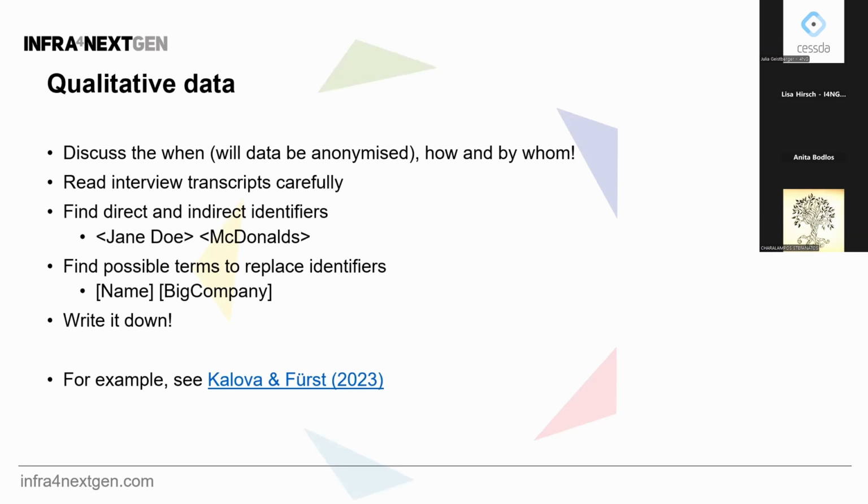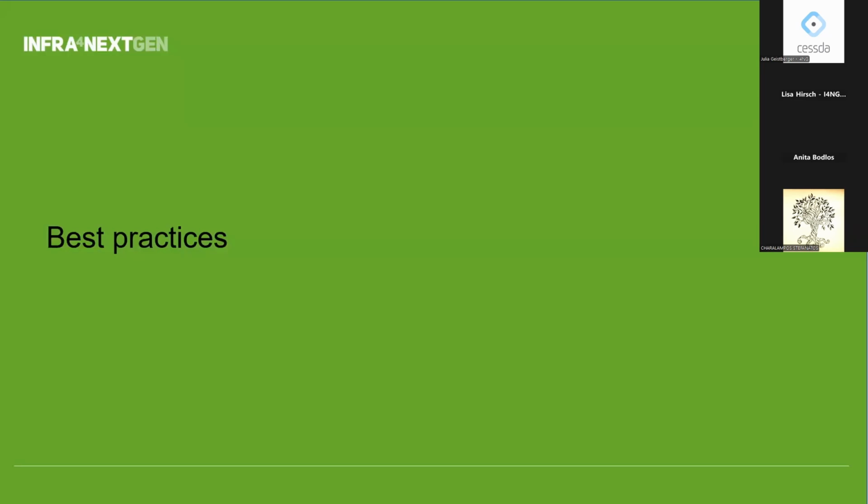It's important to write down these rules. There are also other possible ways. You could replace names with similar names, so transform a Stephen to a Mark, for instance. But it's important to write these rules down. There's also an example linked here of what such an anonymization guide could look like. Now, to give some best practice examples from our project.